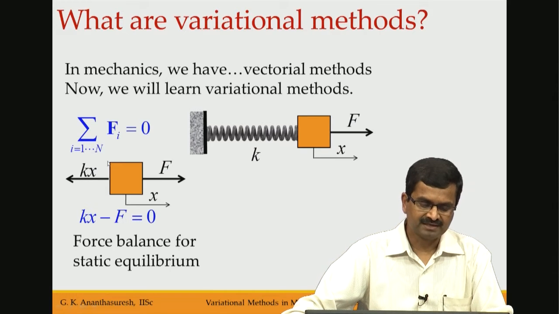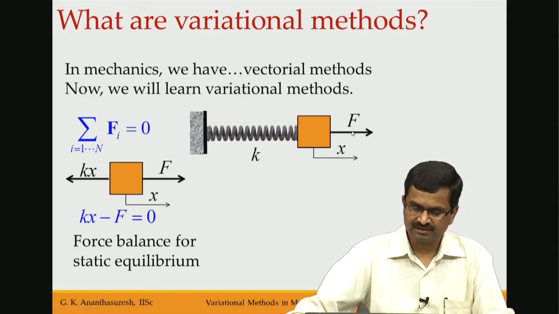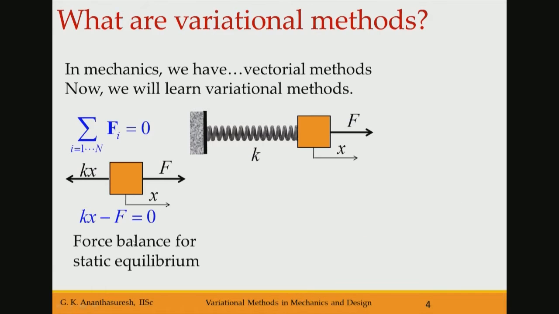So, this F and this kx balancing each other is the force balance for static equilibrium. Static equilibrium means that the mass, after this force is applied, moves to a new position, which will be determined by this. That new position is given by x equal to F divided by k. That will be the motion or displacement of this mass. In that position, the applied force F and this spring force kx will be balancing each other, and that is what we call the vectorial method, where you have forces balancing to become 0.